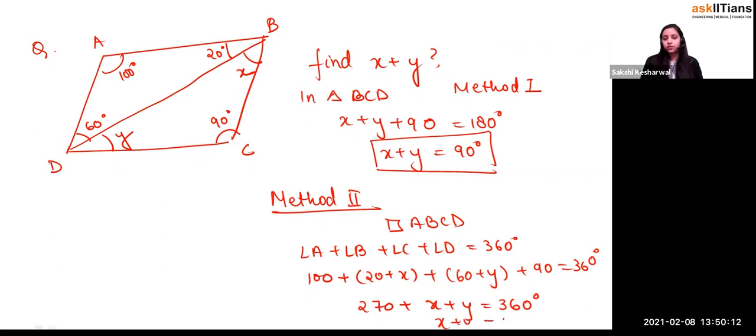So x plus y is equal to how much, beta? 90 degrees. x plus y is equal to 360 minus 270, right? Which is equal to 90 degrees. Either you can go like that, right?